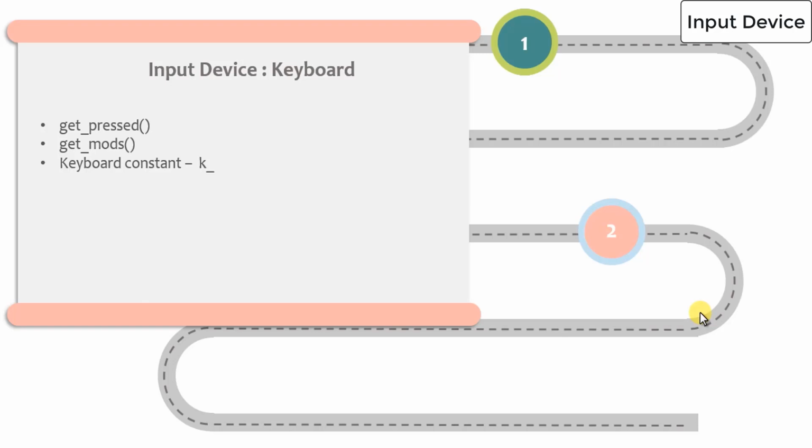So to access the keyboard and to understand what the user is trying to do to interact with the game through the keyboard, we will use the module pygame.key, and under that there are different functions. With the help of those functions, we will manage the interaction between the user and the game.